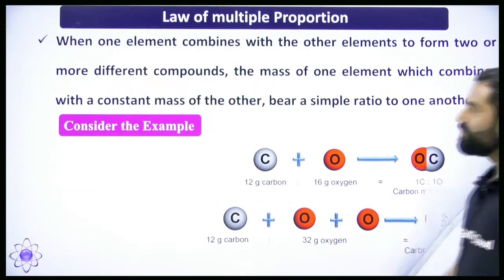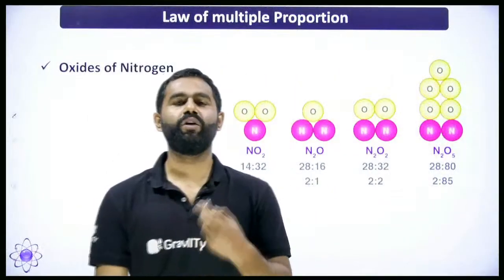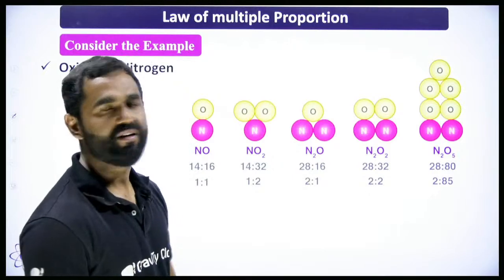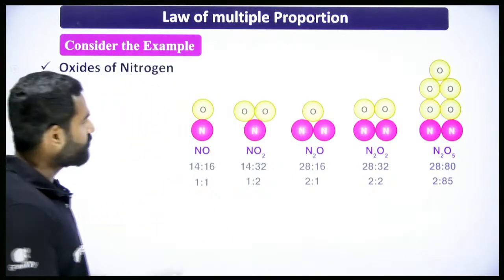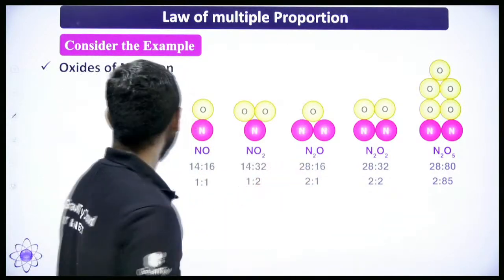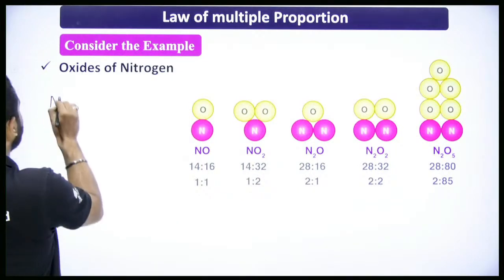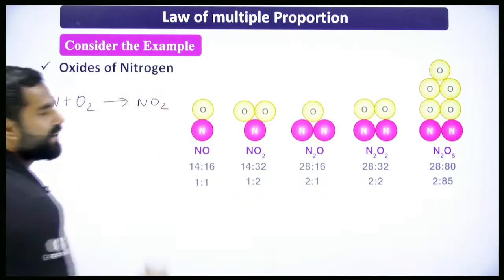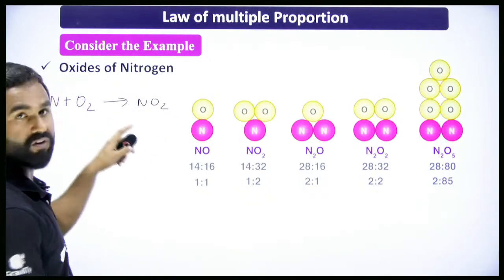Chalo. Next, let's take one more example. That is the oxides of nitrogen. Now in this case, you see all the oxides of nitrogen will do one thing. Let's write it. N plus O2 gives NO2, right? N plus O2 gives NO2.